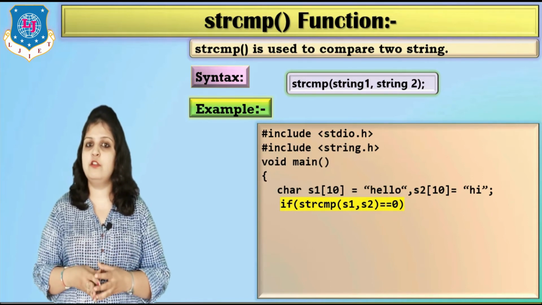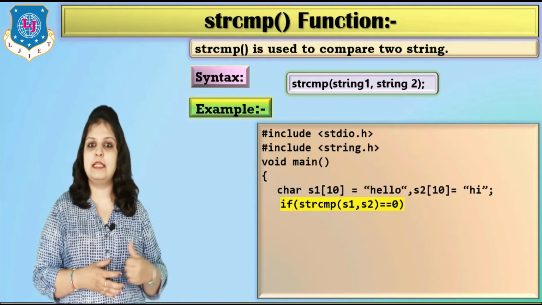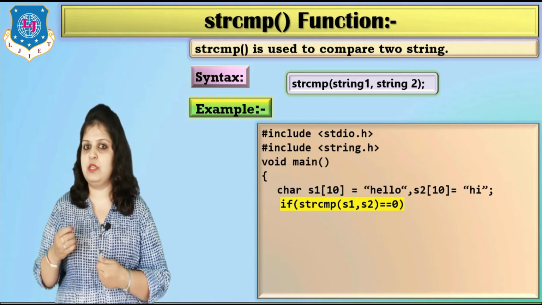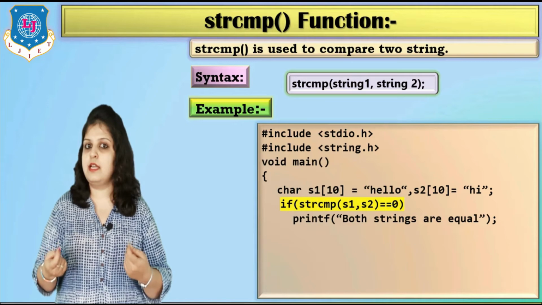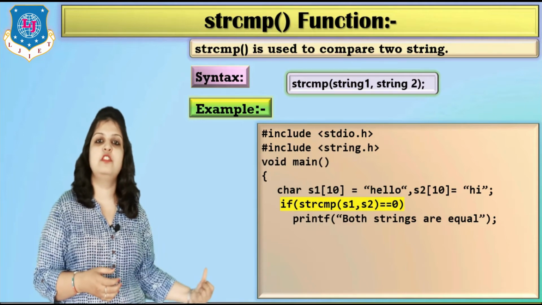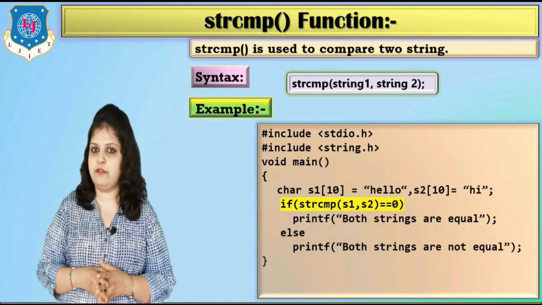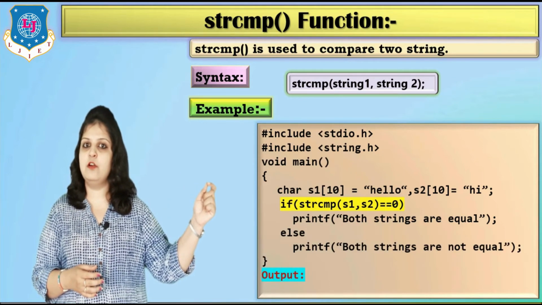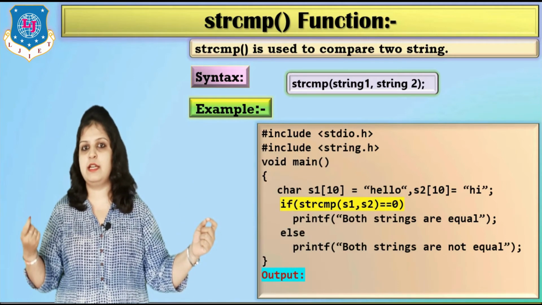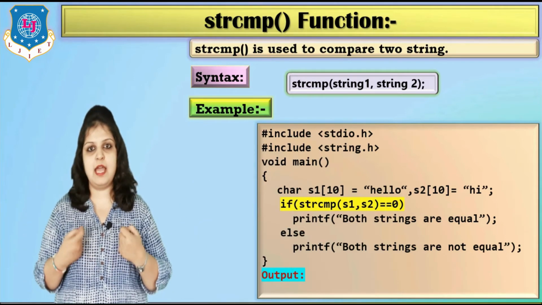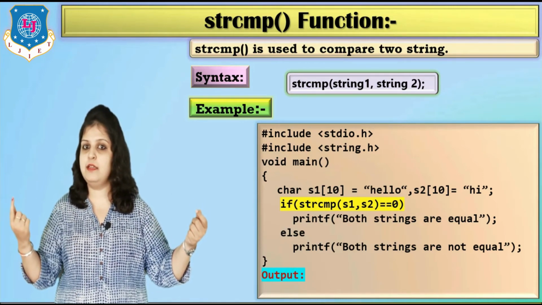So this function is always used in an if condition. So I am writing if strcmp(s1, s2) is equal to 0, means the whole difference we will get is 0, then in this case we can say that both strings are equal, else print both strings are not equal. So here, the first character of hello is h and the first character of hi is h. h minus h we will get 0, but the second is e in hello and in hi the second is i.